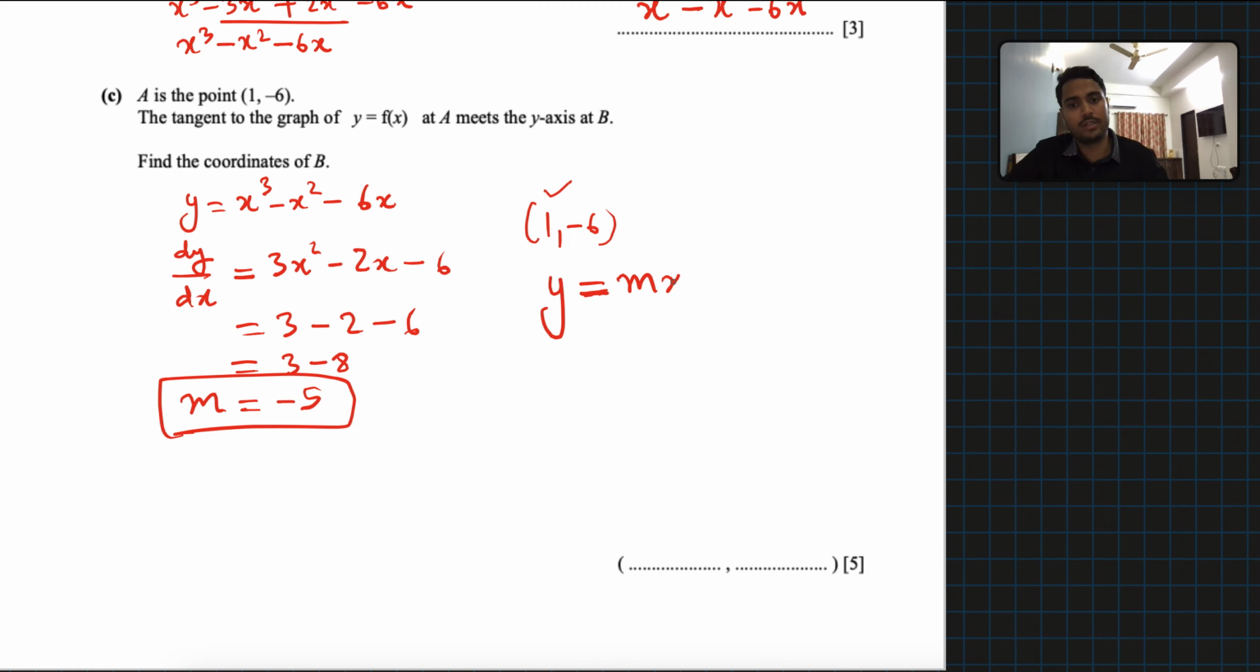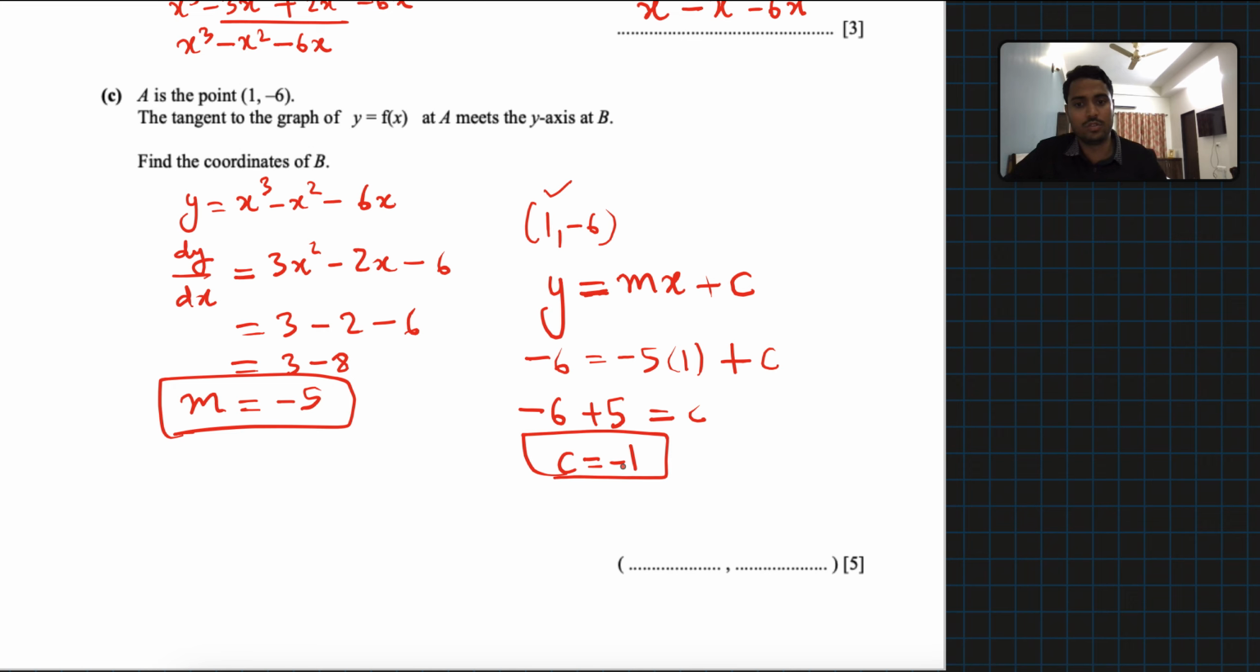Now we have the straight line equation, or the equation of the tangent line, is going to be y equals mx plus c. We have the value of m, we have the value of x and y. So minus 6 equals minus 5 into 1 plus c. Let's find the y-intercept of the line. So minus 6 plus 5 equals c. c equals negative 1. So the equation is going to be y equals minus 5x minus 1.